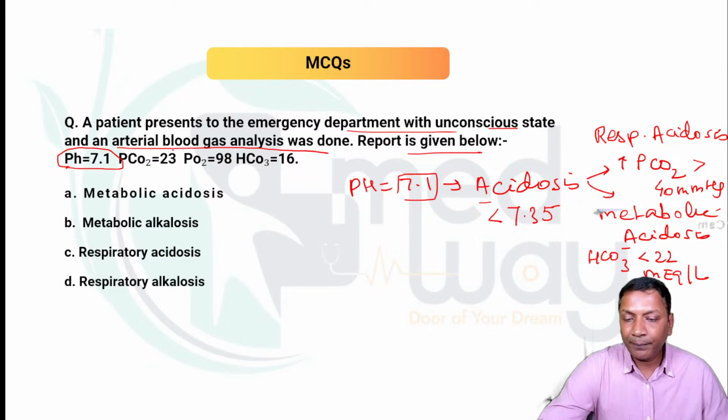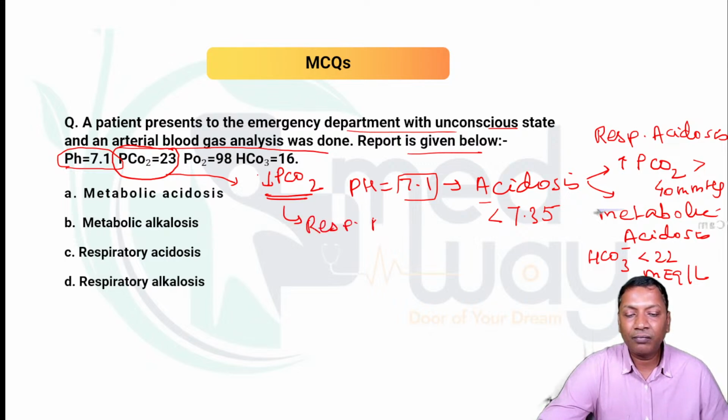Right. So here the partial pressure of carbon dioxide, PCO2, is 23 mmHg. So this PCO2 has decreased from the normal value. Normal value is arterial 40, venous 46. So it is 23. So here there is a decrease in the partial pressure of carbon dioxide. What will this decrease show? It will show the respiratory alkalosis.